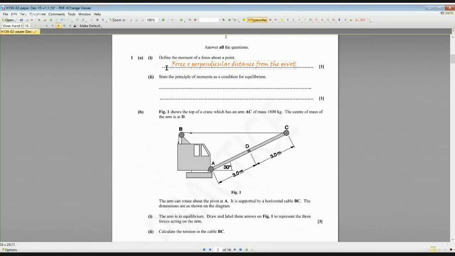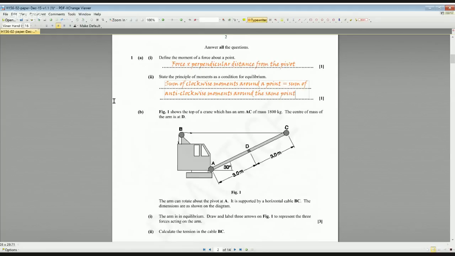The second question is something that students often get confused between these two: stating the principle of moments. But this is again something that you just need to memorize and get it absolutely nailed every time you're required to recall it. So the principle of moments is that the sum of clockwise moments around a point is equal to the sum of anti-clockwise moments around the same point.